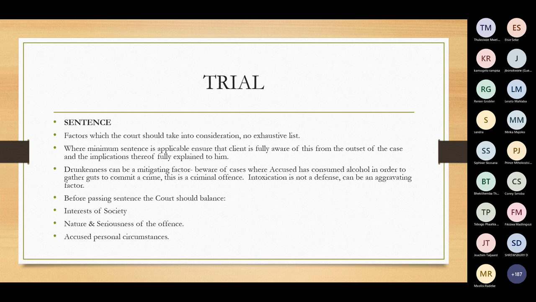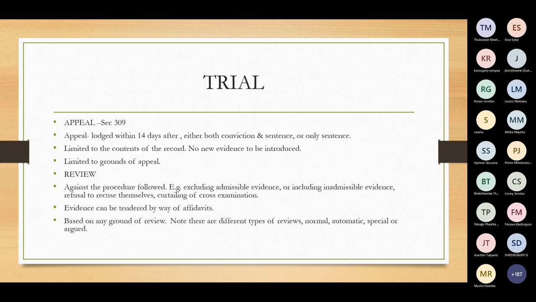So before passing of sentence, the court should balance the interest of society, the nature and the seriousness of the offense, and the personal circumstances of the accused. You can appeal, ladies and gentlemen. Section 309 is there. Please read it. It will lead you nicely on the process, but you generally have 14 days after both conviction and sentence to file your appeal, and you are limited to the record, which is evidence that was produced in the trial, and no new evidence can be introduced, and you proceed with your limited grounds of appeal.